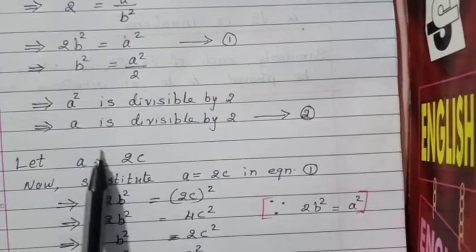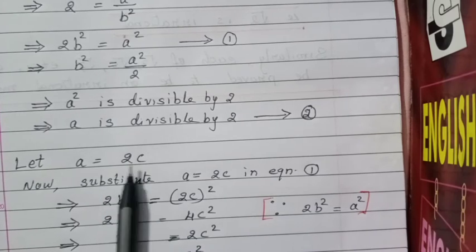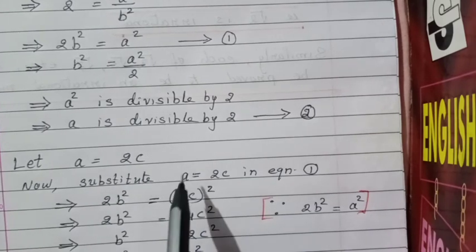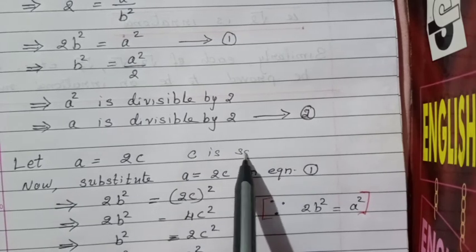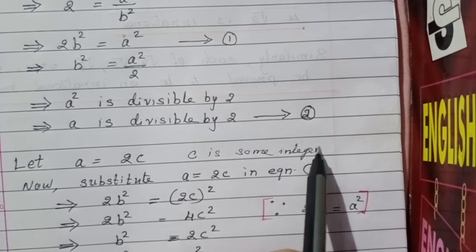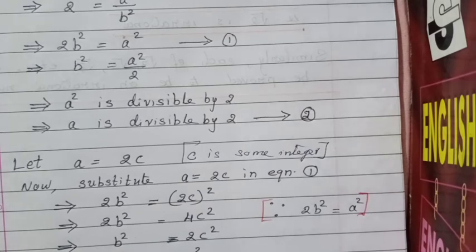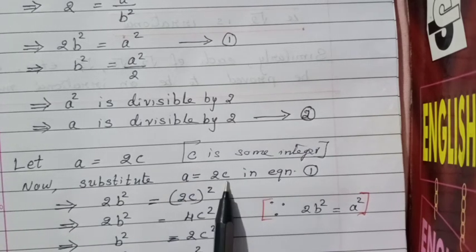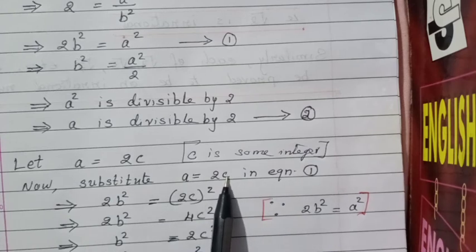Now what is the meaning? A is divisible by 2 means we can take a equal to 2c, where c is some integer. Now substitute a equal to 2c in equation number 1.